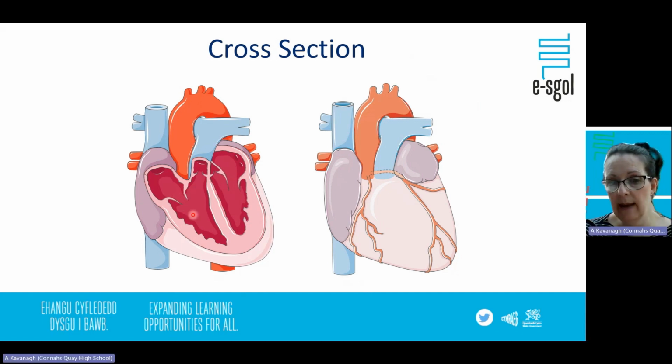We can see here the muscle wall and how that left side is thicker because it is pumping blood around our body. This is our right side that is thinner because it's pumping blood just to our lungs. In the middle here is the septum, which is a divider between both sides of our heart so that our oxygenated and deoxygenated blood doesn't mix.